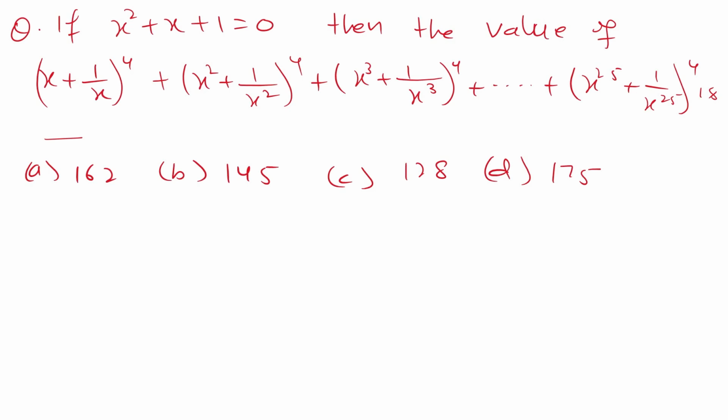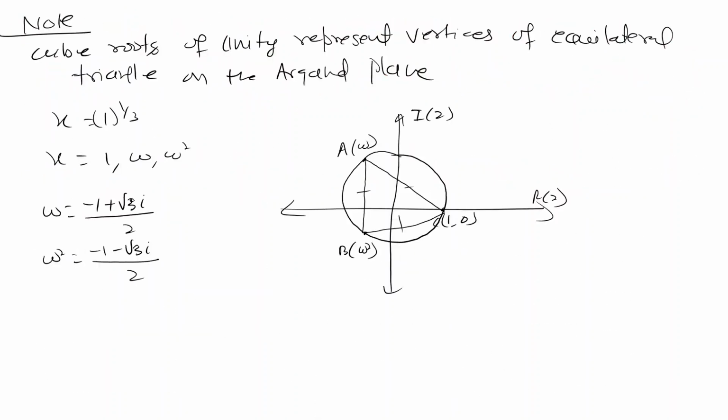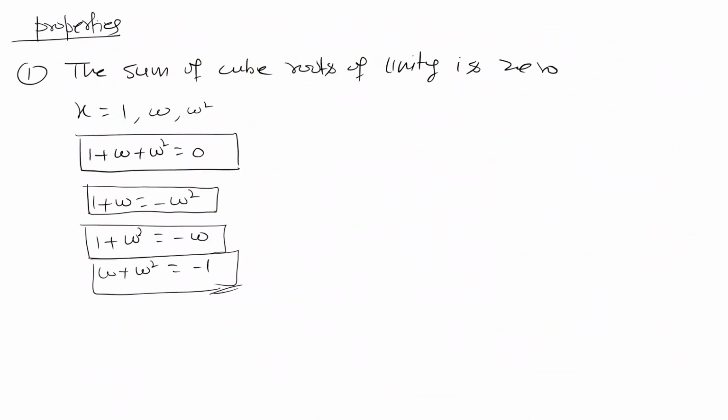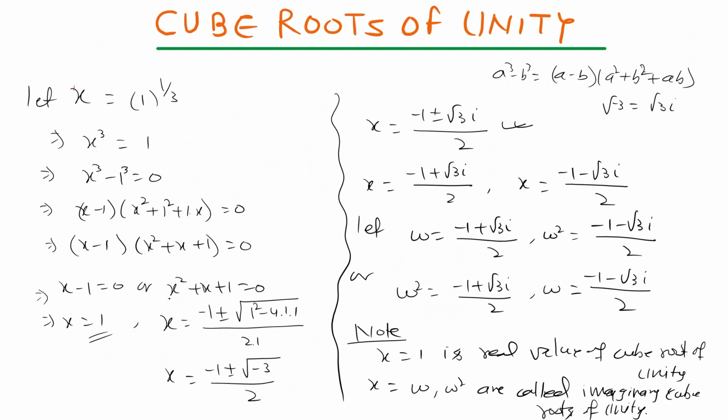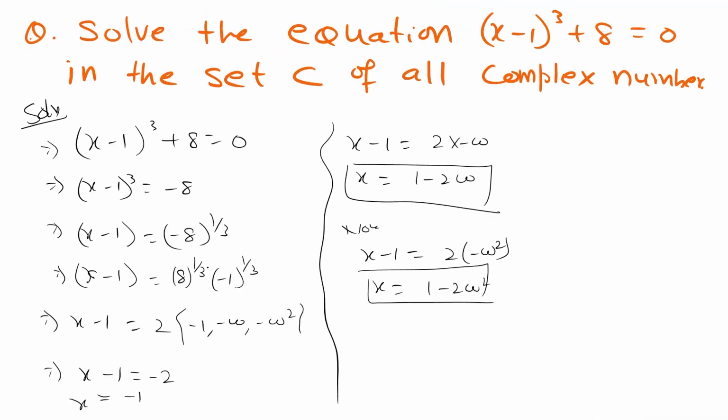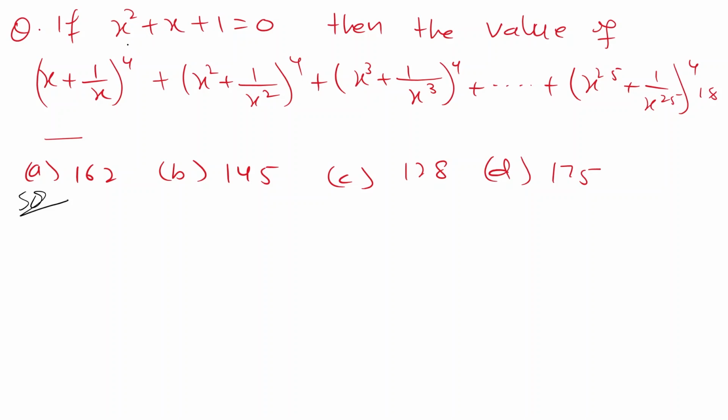Now we have another question for you. This is a PYQ question of JEE Mains. x square plus x plus 1 is equal to 0. Do you remember this equation? Here you can see we got the same expression, x square plus x plus 1 is equal to 0. It means it has two solutions, omega and omega square. Similarly here we have the two solutions of this equation. Then find the value of this whole expression.